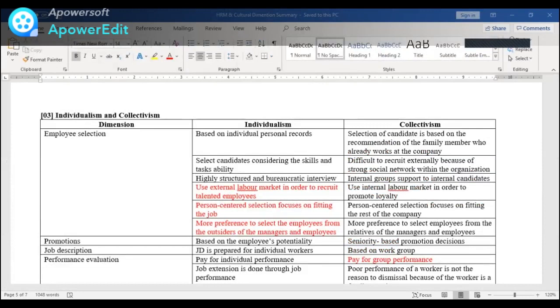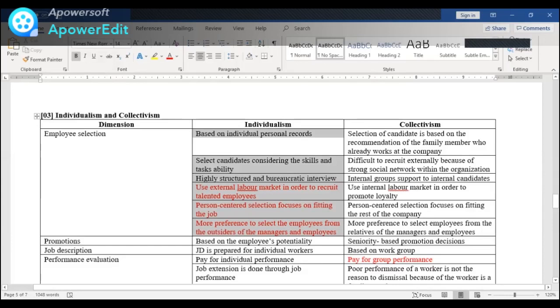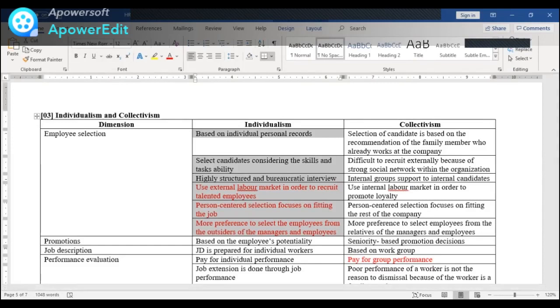Third dimension of national culture is individualism versus collectivism. Then employee selection. These are the features of employee selection in individualistic culture: based on individual personal records, select candidates considering the skills and task ability, highly structured and bureaucratic interview, use external labor market in order to recruit talented employees, person-centered selection focus on fitting the job, more preference to select the employee from the outside of the managers and employees.